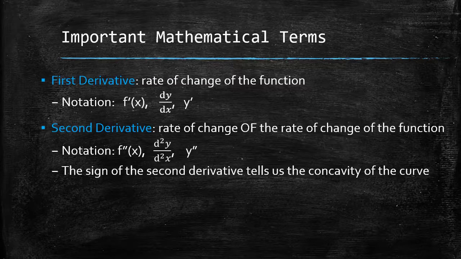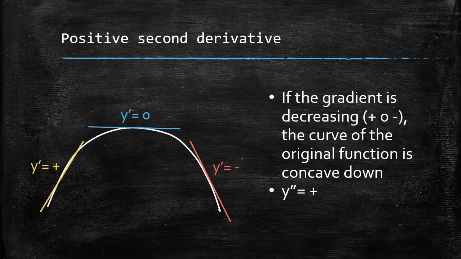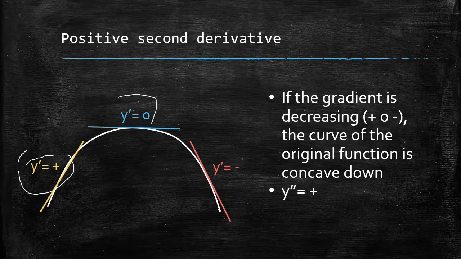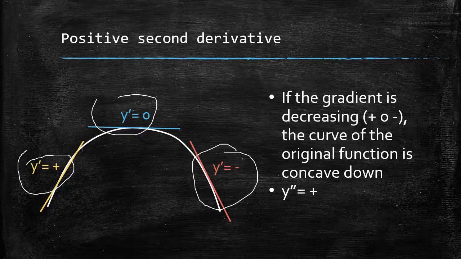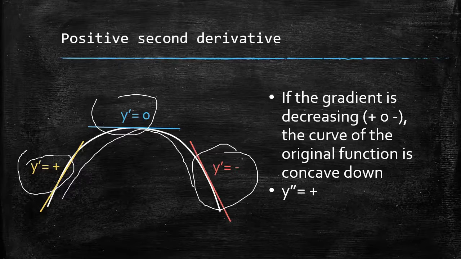The sign of the second derivative also tells us the concavity of the curve. Let's take a closer look at what this means. For instance, a positive second derivative means the function will be concave down. If the gradient is decreasing, here we can see it's going from a positive then to a negative. The curve of the original function is concave down. Therefore, whenever the second derivative is positive, the concavity of the curve will be concave down.